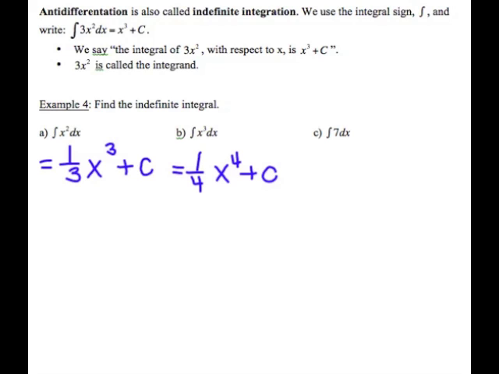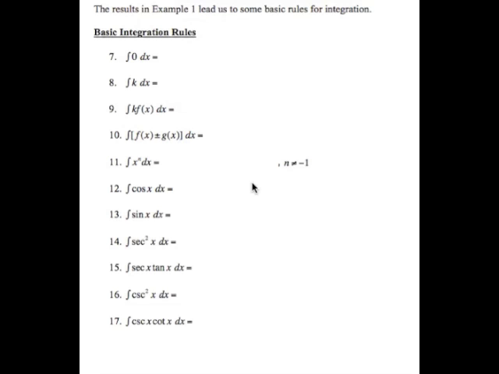The last one is slightly different because there isn't a variable. We're asked to find the integral of 7 with respect to x. So think about when you would differentiate and get a result of 7. And of course, that's when you start with 7x. We know that the derivative of 7x is 7. And again, we do need that plus c because we could add any constant to that and it wouldn't change the result. We do know enough now to come up with some basic rules of integration.